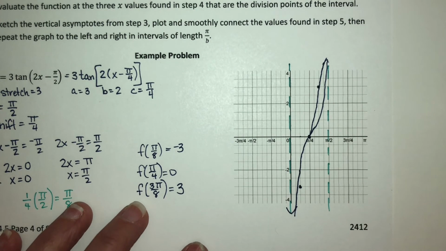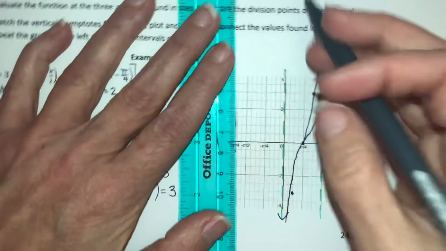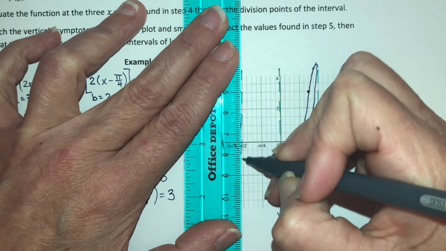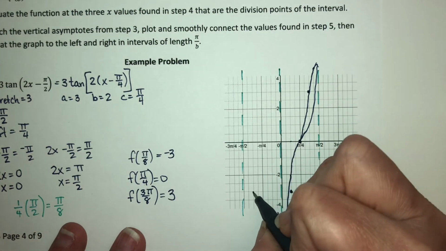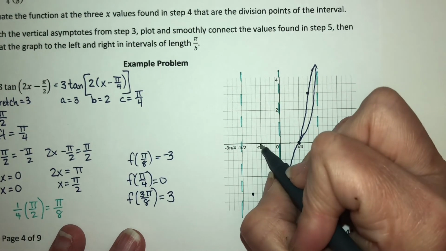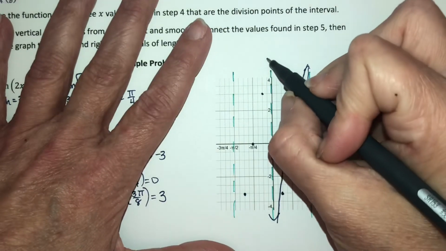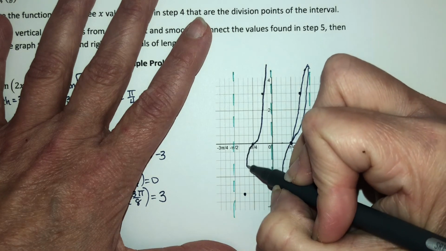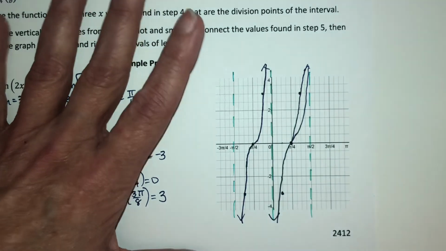Okay, and then if you're asked to repeat it, you would draw in another vertical asymptote, the appropriate distance away. And then you would just basically repeat. And hopefully do a better graph this time. And you could graph as many periods here as you need to.